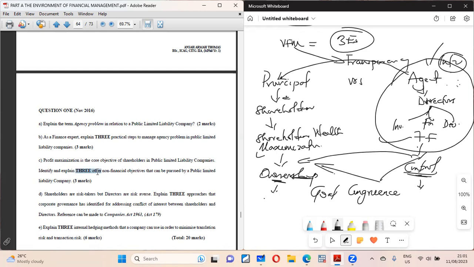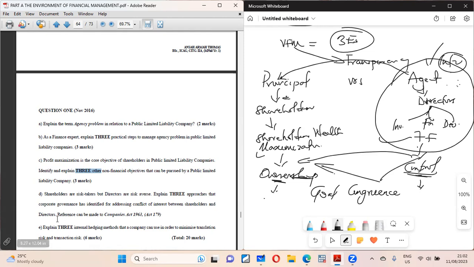And you see this, explain other non-financial objectives that are pursued by a public limited liability company. Please, this public doesn't mean non-profit making. No. A public company is a company that trades its shares on the market. It doesn't mean it's public sector. So please take note of that. And it is asking you for 3 other non-financial objectives. You remember them, don't you?